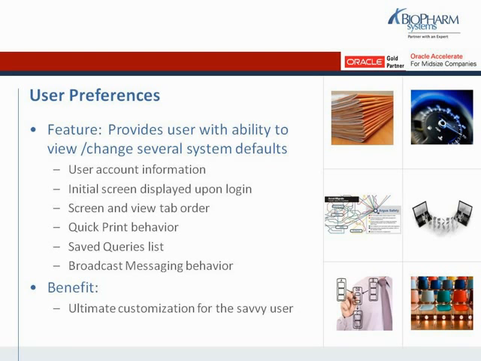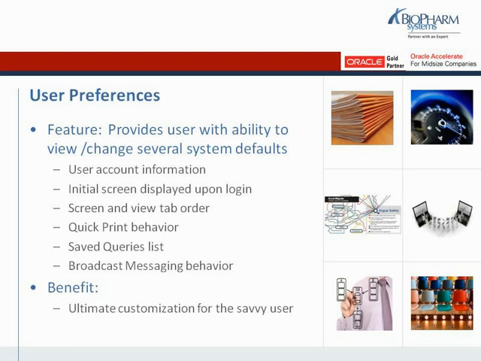A user can also change and update their screen and view tab order in the system. So the series of tabs that we see across the top for screens and the views that are on the bottom. Again, the system has a setup which is specific to the system defaults for all users when you deploy the system. But if you enable this particular feature, a user can actually choose to override that default.